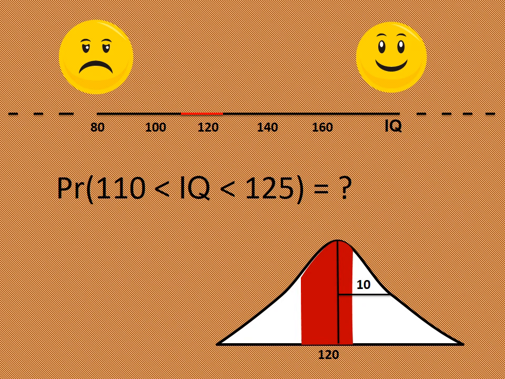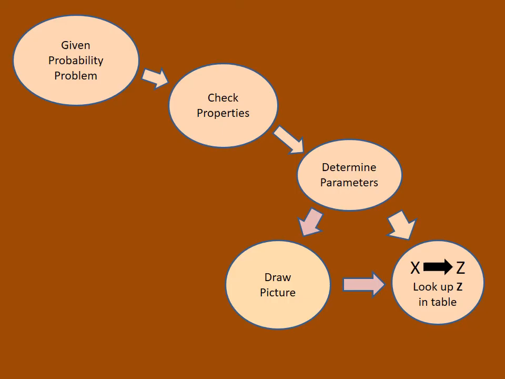Here is a final problem for you to figure out when the presentation is finished. Suppose the IQ of children of faculty members at a large university has population mean of 120 and standard deviation of 10. Find the probability that the IQ of a randomly selected child will be between 110 and 125.